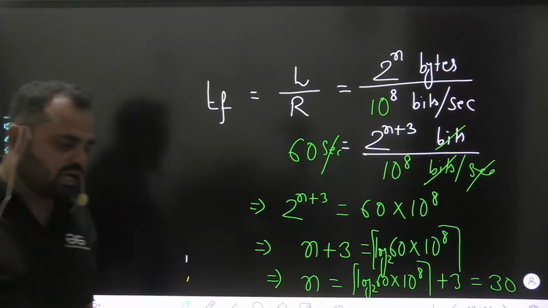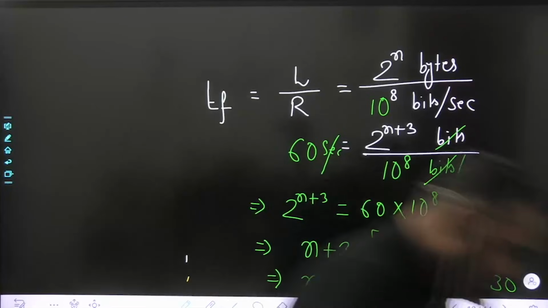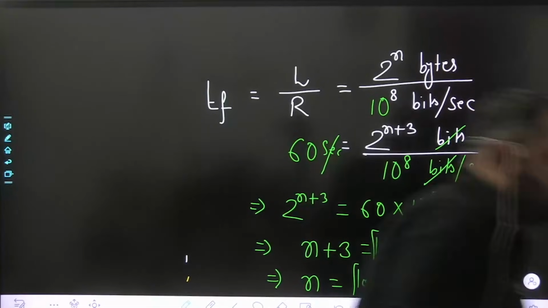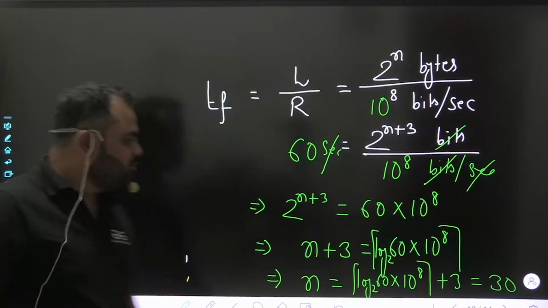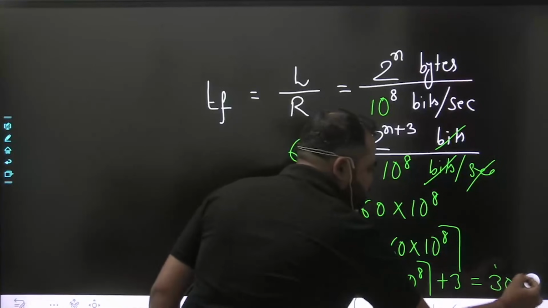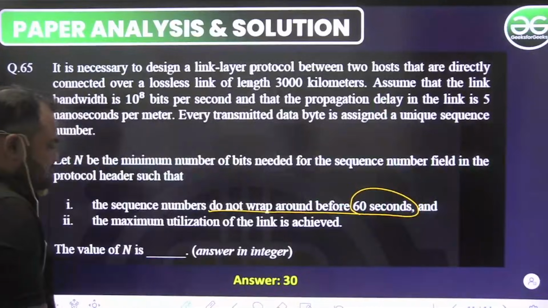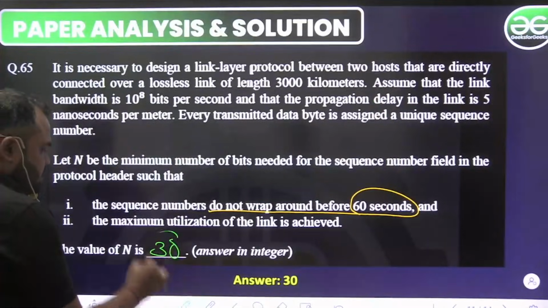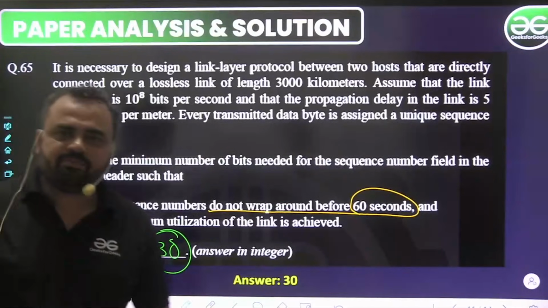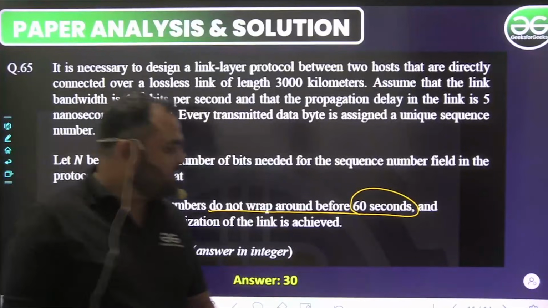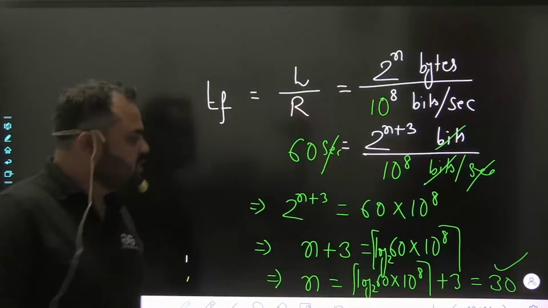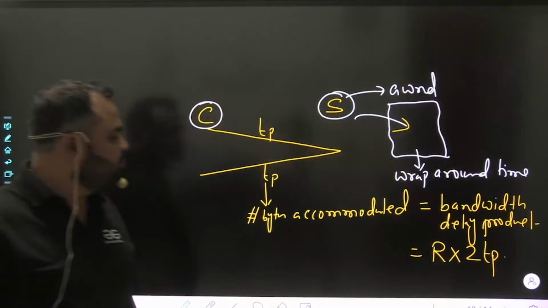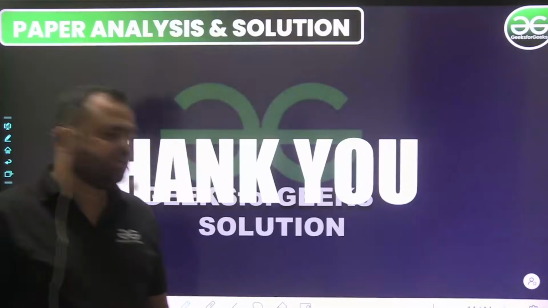Simply the answer you will get is 30. Is that clear? Fine. So the final answer of this question will become 30. This was a numeric type question whose correct answer is 30. Is that clear? Fine. So I think this was the last question in shift 2 and we do not have any more questions after it. So thank you very much.